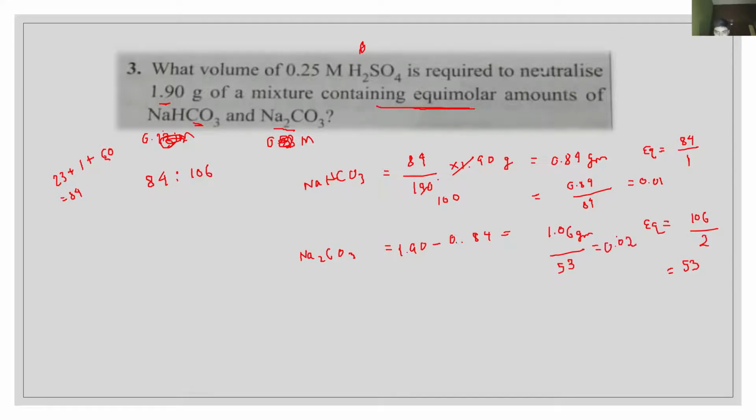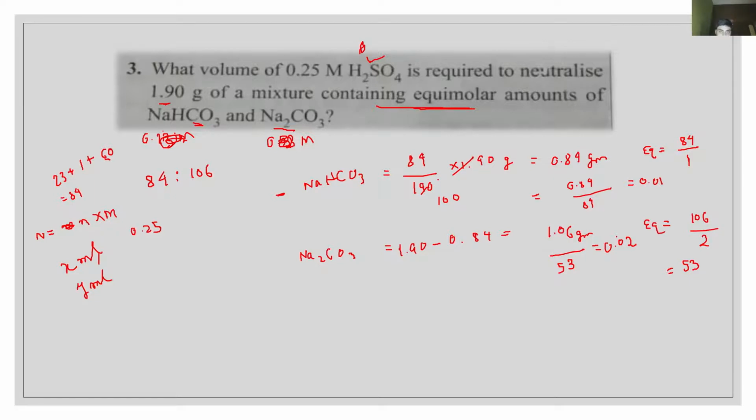0.02 molar equivalent. Now to find out the molar equivalent of H2SO4, I am taking X ml of H2SO4 to neutralize NaHCO3 and Y ml to neutralize Na2CO3. Okay, so what is the molarity? 0.25. To find out molar equivalent, you always need to multiply with normality. Normality equals N factor into molarity. I have told you this one.